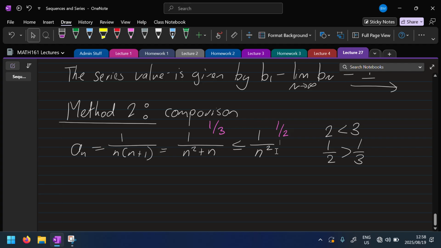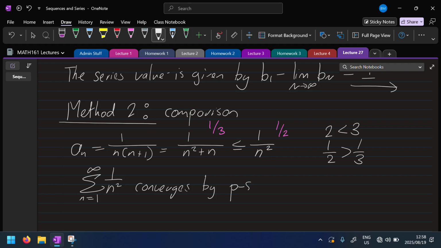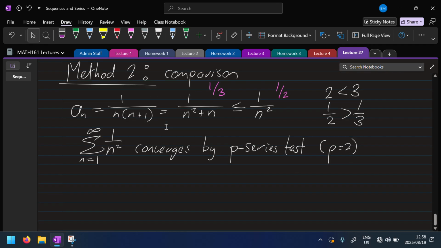Now, this 1 over n squared, that series, we know it converges. Why? Have a look through your tests. P series test. P is 2. Exactly. So here we have the sum n goes from 1 to infinity, 1 over n squared converges by P series test. Right, we know P is 2. It just has to be larger than 1. So we got 2.